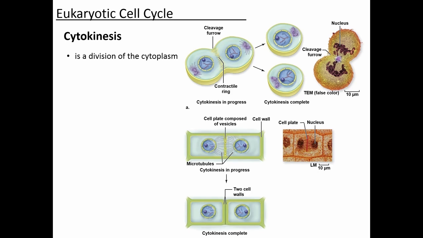Okay, and then the cell plate is going to grow outward between the two cells towards the plasma membrane on both sides, and eventually the cell plate will fuse with the plasma membrane on both sides, and that'll end up separating the one cell into two cells.